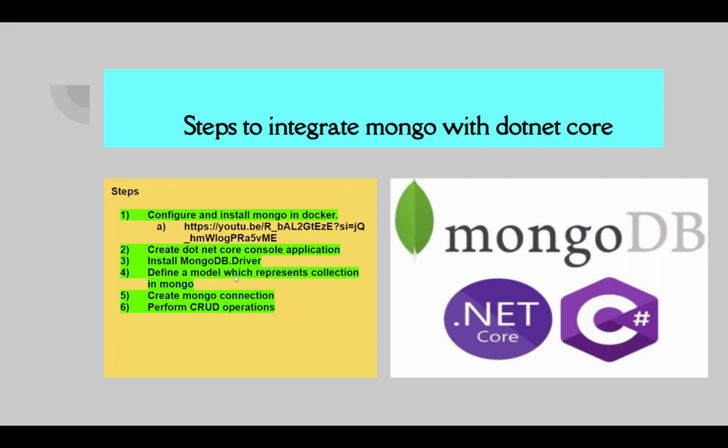Since the Mongo collections can easily map to models, and dealing with models in C# is easy, create a model which represents the collection in Mongo. Then create the MongoDB connection. In the .NET Core code, we will see how to create a connection. If you are using a password and username, you have to use them in your connection.